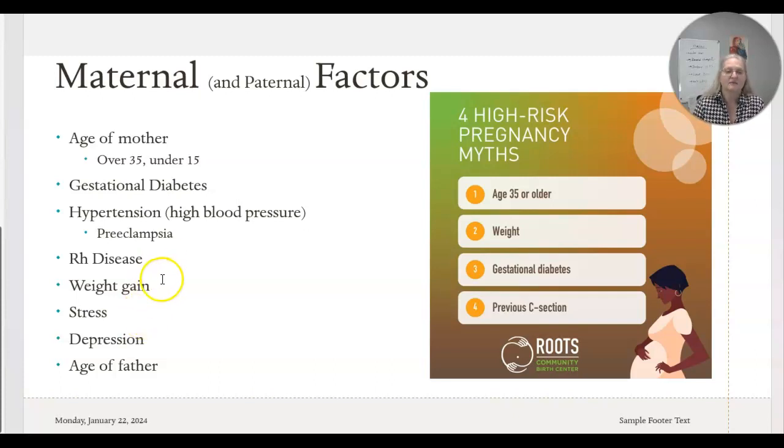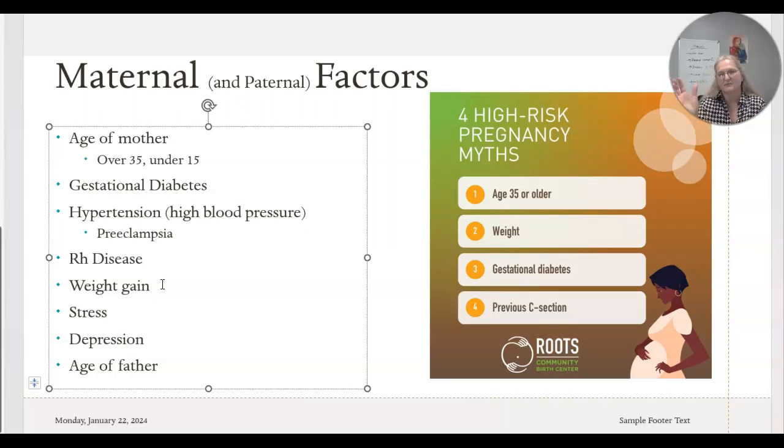Weight gain, obviously. It says something to the effect that a woman should really only have about 300 extra calories a day. There's a chart in your book about what's considered ideal weight gain. A normal weight mother is about 25 to 35 pounds. Weight gain can cause all kinds of problems. You don't want too big of a baby.